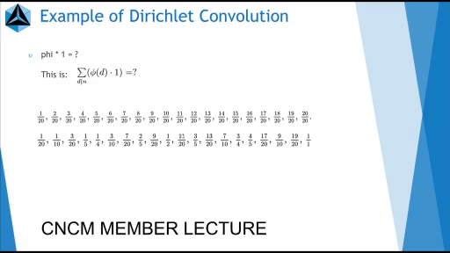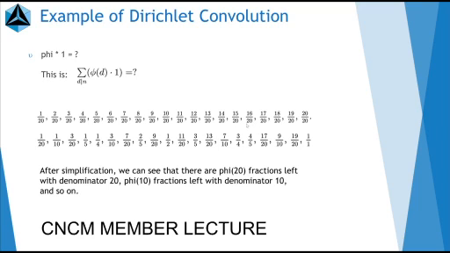Alright, so here's actually a really beautiful proof of this that involves nothing but basic arithmetic. Notice how each of the functions simplifies. There are 5 of 20 fractions left with the denominator 20, 5 of 10 fractions left with the denominator 10, and so on. So we get that the sum is equal to n.